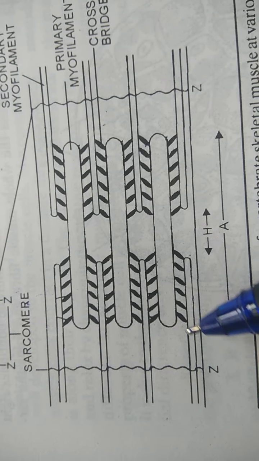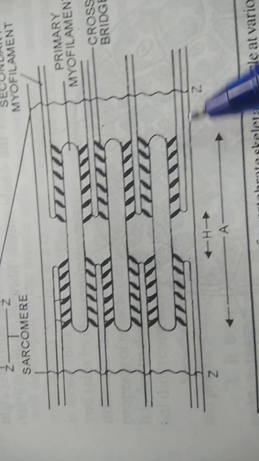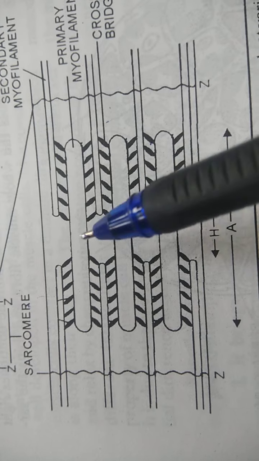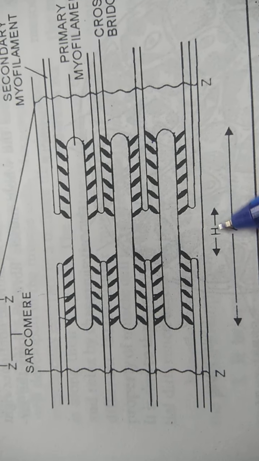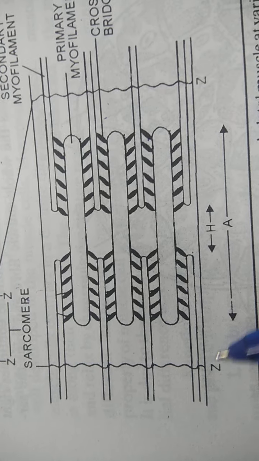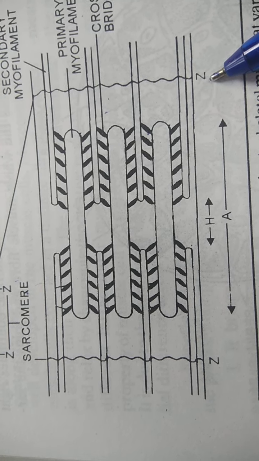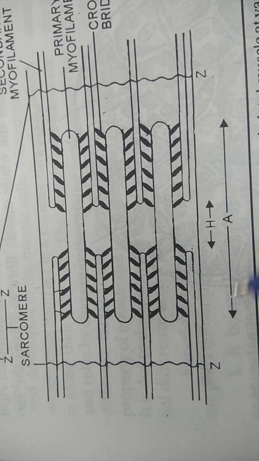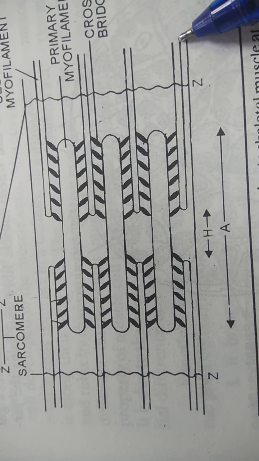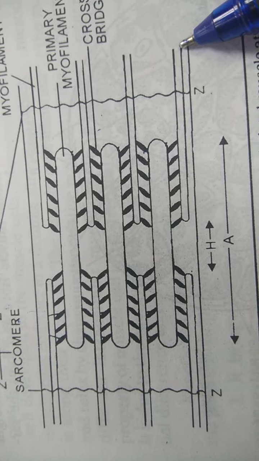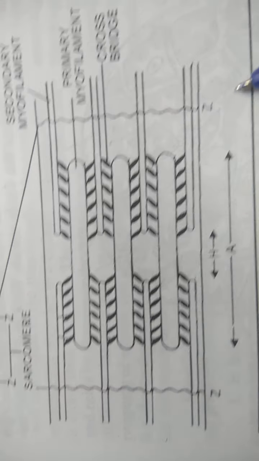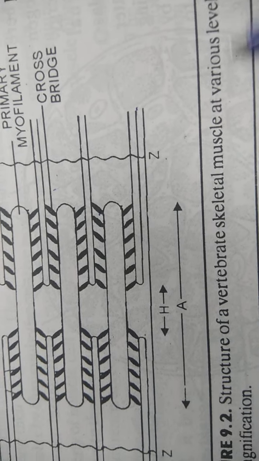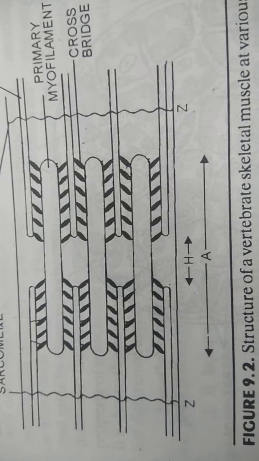Now between this dark band which extends from here to here is present the light zone, which is called the H zone. So this whole from here to here is the H zone, and from one Z line to another Z line is a complete sarcomere. This from here to here is the dark band, we call it the A band, and from here to here is the I band, isotropic band, which has the Z line present in the center. So this is the structure of the vertebrate skeletal muscle, which I showed you at various levels.